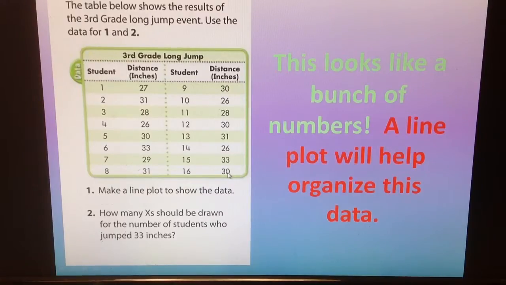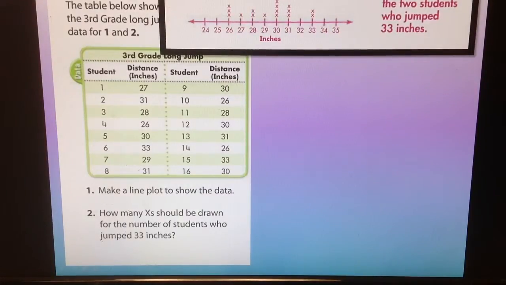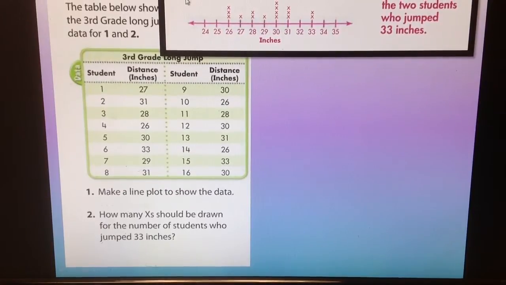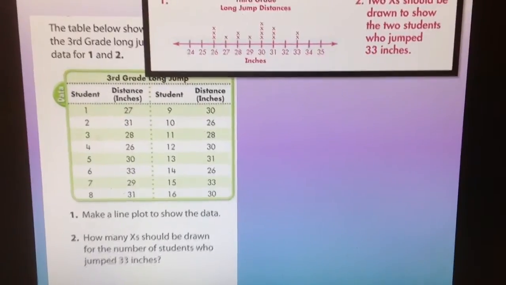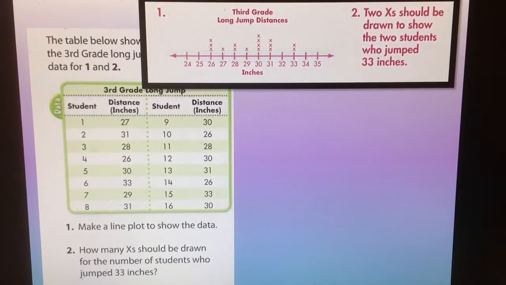We took the time to do this as a class. When we were done, it looked like this that you see at the top of the screen. 3rd grade long jump distances with the X's. And then question 2, at the bottom of the screen, asks how many X's should be drawn for the number of students who jumped 33 inches. You need to look and see how many times 33 shows up. It's kind of hard to see on the table, but you sure can easily see it on the line plot. 2 X's should be drawn to show the 2 students who jumped 33 inches.